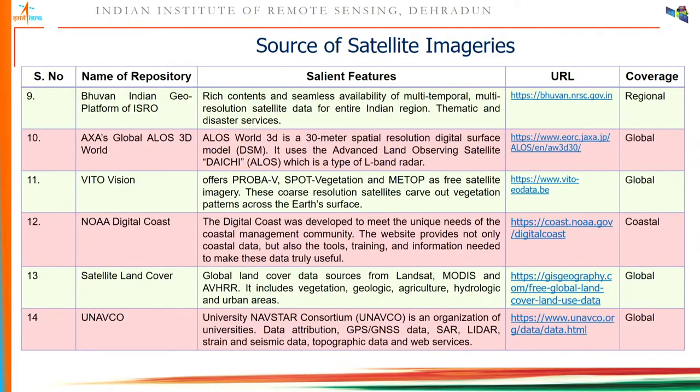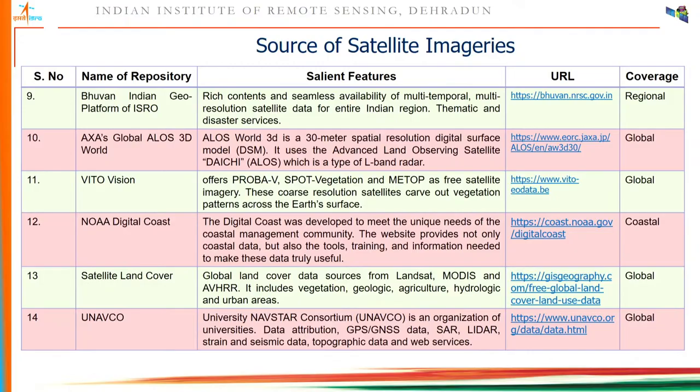And this data they have created by using their own satellite called Daichi, the ALOS Advanced Land Observing Satellite, which carries an L-band radar. By using this microwave data, they have created the DSM, and this is considered as one of the best quality DSMs available in open data repositories.